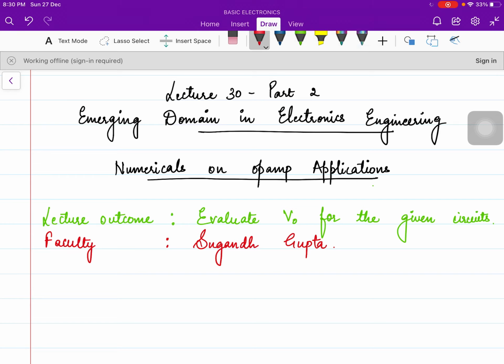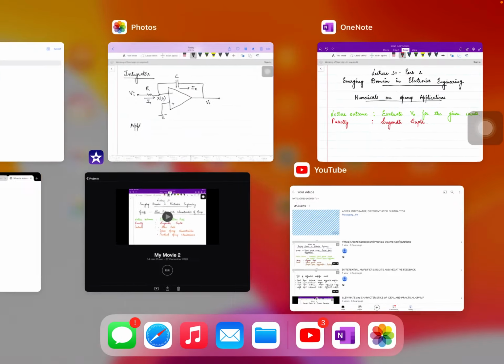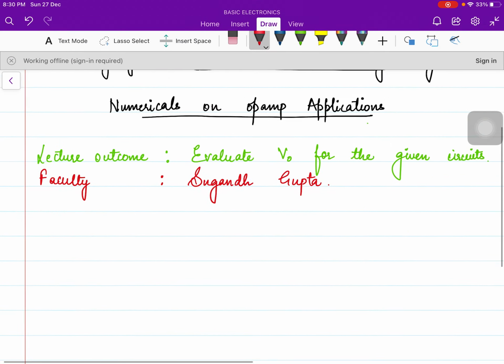Now in today's lecture, we will solve some of the numericals where we will be asked to evaluate V0 and the circuits will be given to us. So let us start.